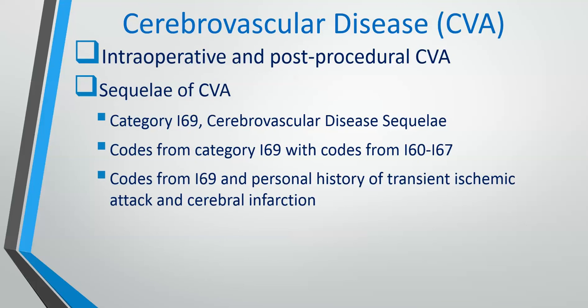So next we have cerebrovascular disease, and medical record documentation should clearly specify the cause and effect relationship between the medical intervention and the cerebrovascular accident in order to assign a code for intraoperative or post-procedural cerebrovascular accidents. Proper code assignment depends on whether it was an infarction or hemorrhage and whether it occurred intraoperatively or postoperatively. If it was a cerebral hemorrhage, code assignment depends on the type of procedure performed.